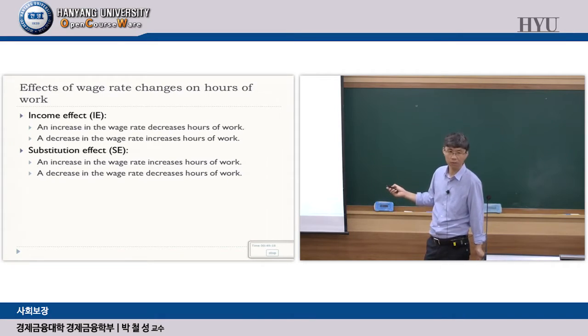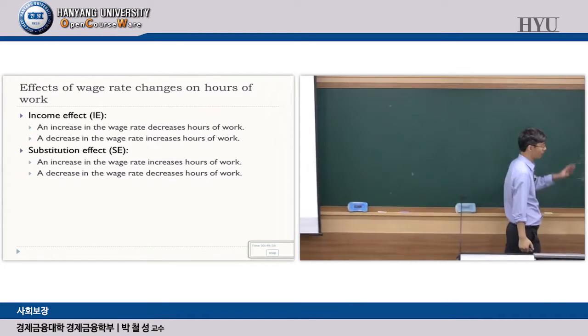Okay? So think of the direction. Income effect part, the direction of wage rate change and the direction of hours of work are opposite. Okay? Wage goes up, hours of work falls. Substitution effect part, the same direction. Wage goes up, hours of work increases. Okay? So you have to remember that one.